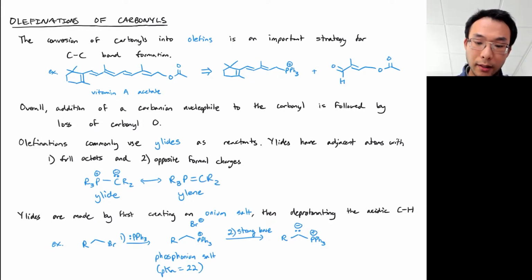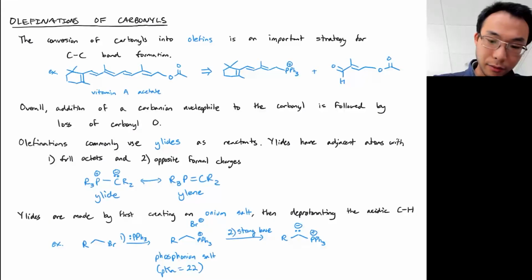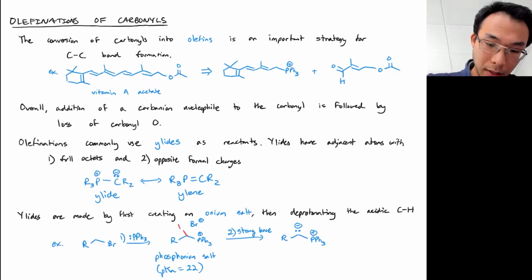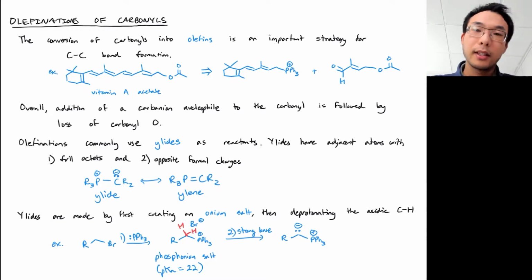This molecule has a pKa of 22, and so that's pretty typical for phosphoniums. And of course you can imagine that the pKa will either go up or down depending on what this R group out here is. When you're ready to perform the olefination, what you would then do is to deprotonate the phosphonium salt, and that will get you to the ylide.